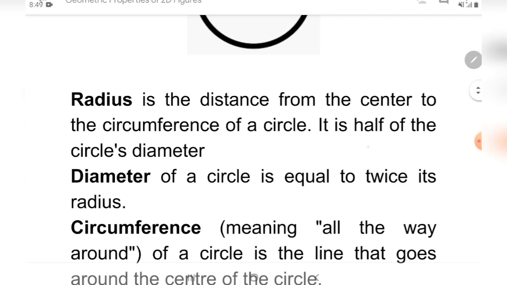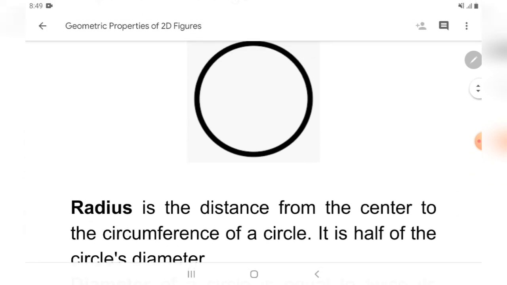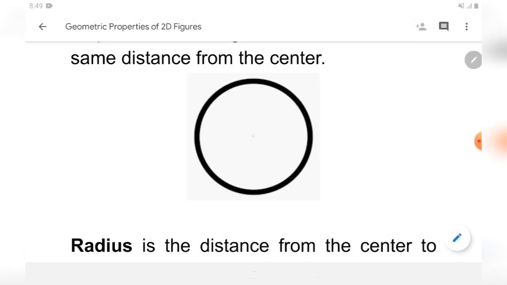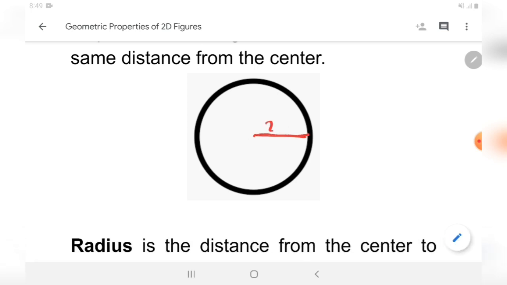Okay, what is diameter? The diameter of a circle is equal to twice its radius. Again, if we have the radius here, the diameter is twice the radius. It means that if this is 2 centimeters, then we can draw the diameter.